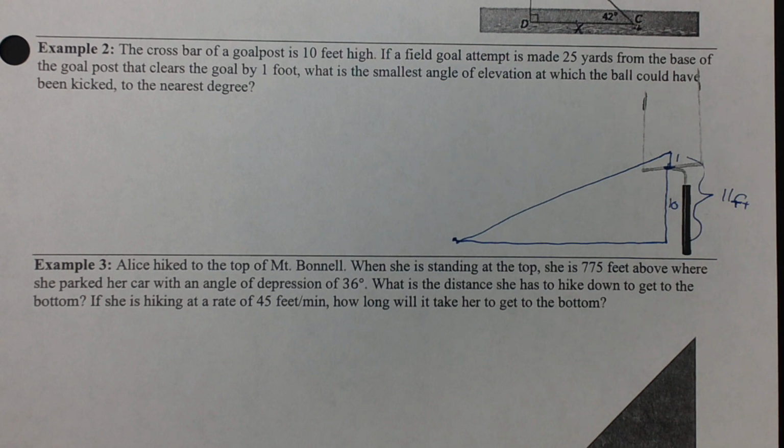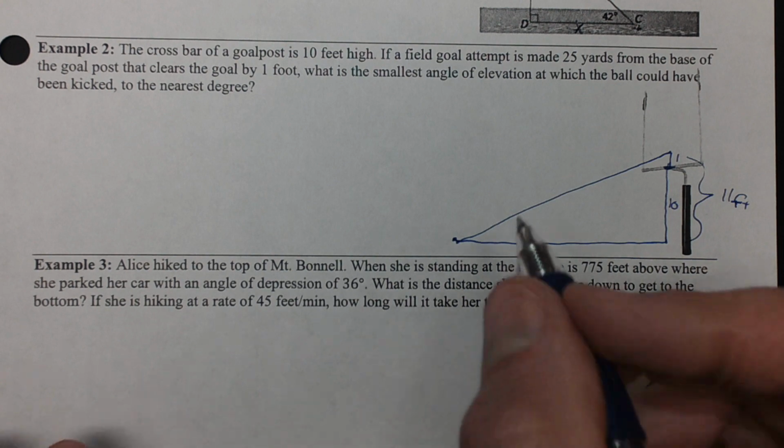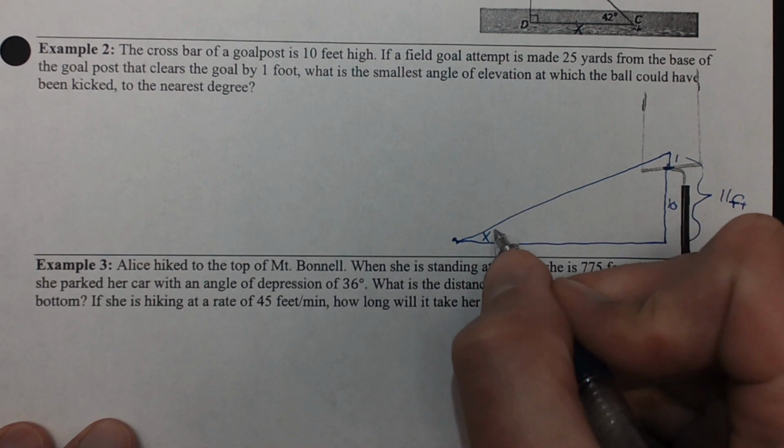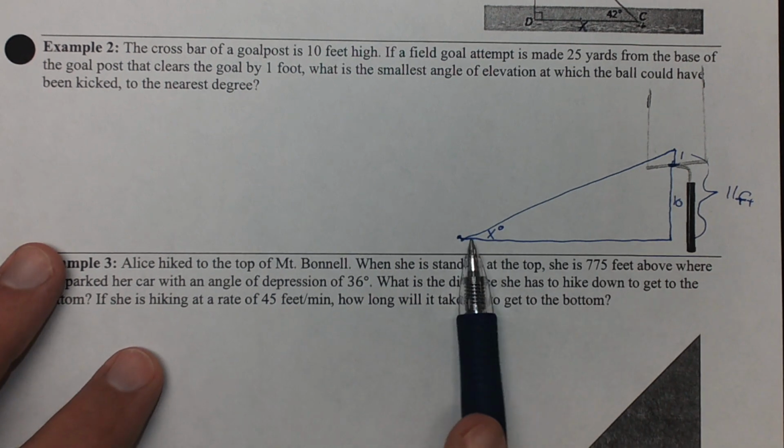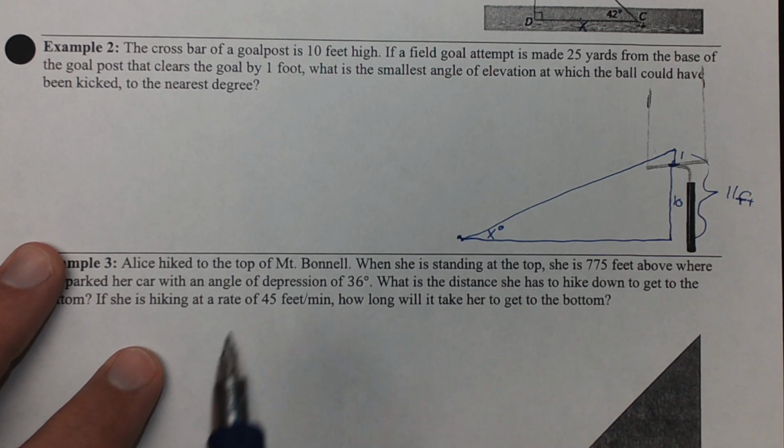Now, so we got 1 height. And what are we looking for? We're looking for this angle. This angle x, or you can call it theta if you want. And the other thing, we need to know one more piece of information. It gave us that this is 25 yards away. In football, we tend to use yards.